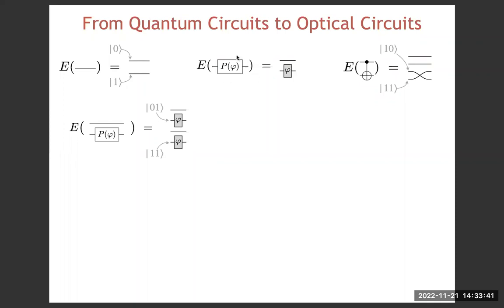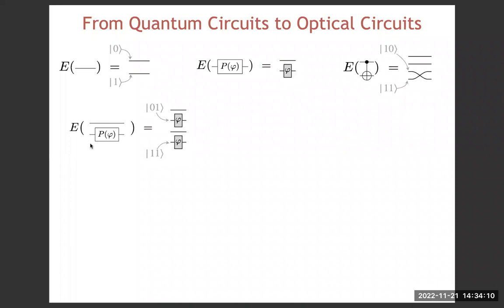If we want to encode the phase gate, on ket0 it does nothing. On ket1, we apply the phase, so we get this optical circuit. And the C0, we know that C0 consists in transforming ket10 into ket11, and the other way around. So in terms of optical circuits, it's just a swap between these 2 basis states. Okay, so that's the intuition of the encoding.